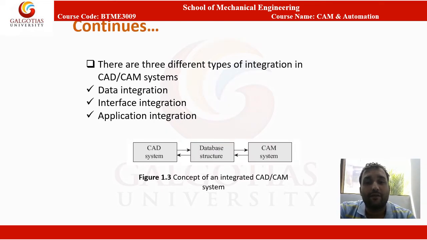There are three types of integration. First is data integration, second is interface integration, next is application integration. In the CAD system, there is a CAD system connected with a database structure through two-way communication, and the database structure is connected further with the CAM system. So this is the integration of CAD/CAM systems with each other.